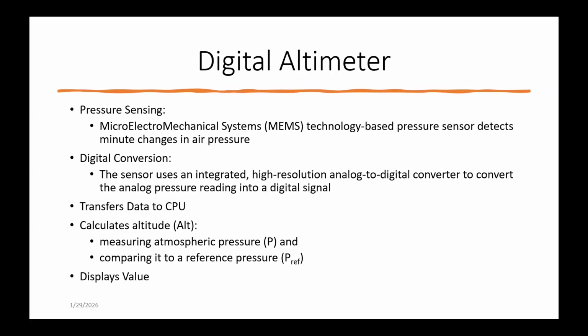From there, that sensor uses an analog to digital converter to convert the analog pressure reading to a digital signal. Well, actually, it's a voltage, and then that's converted to a digital signal. It's transferred to a CPU somewhere, and then the altitude is calculated by measuring the atmospheric pressure and comparing it against the reference pressure, and then it displays the value.